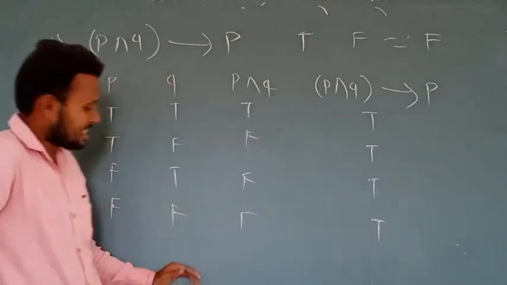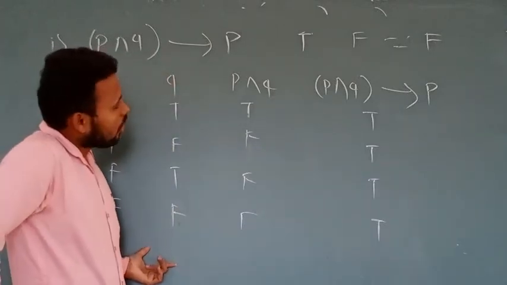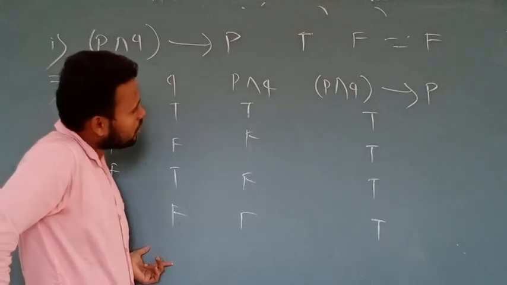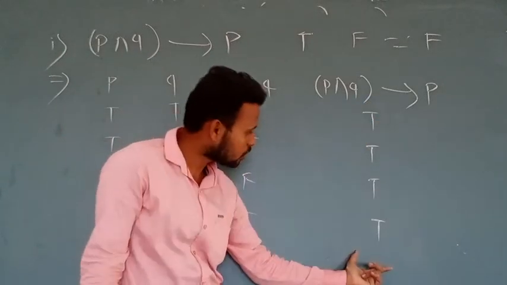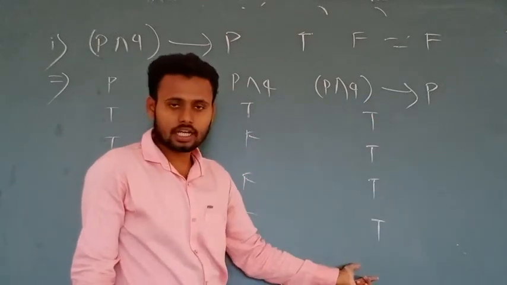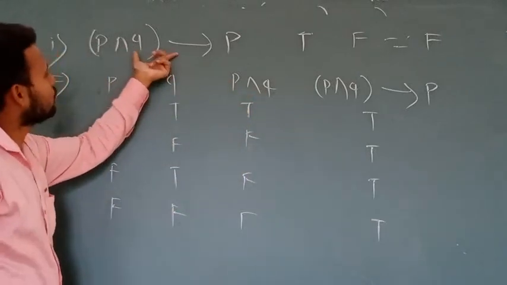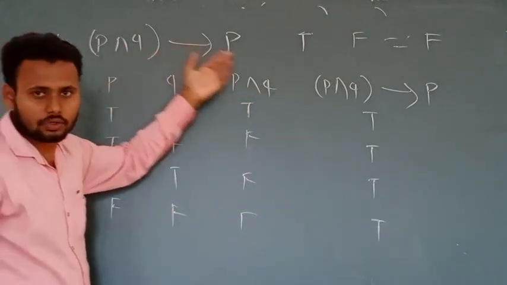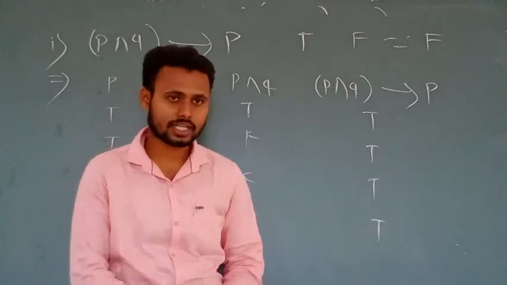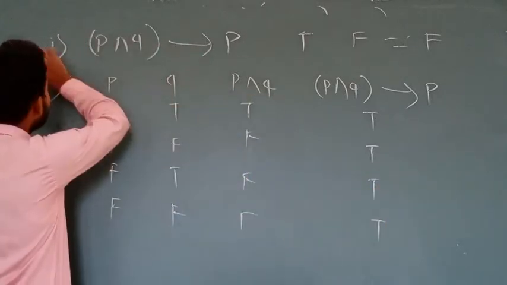Now what will the next line be? We observe that in the above truth table all the entries in the last column are T. Therefore we say that the given statement pattern is tautology, which is the required answer.